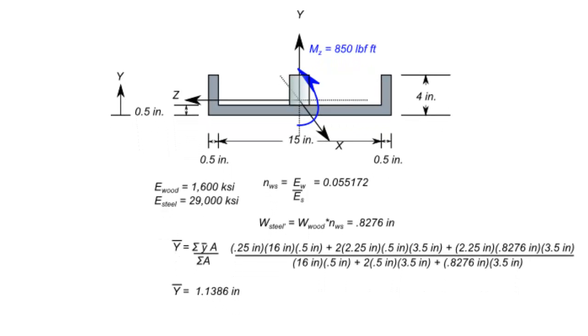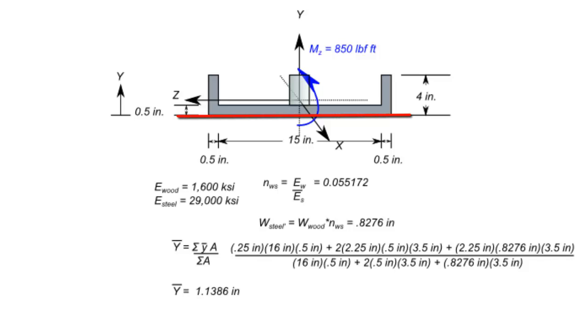In order to locate the neutral axis, we use the familiar equation of y bar equals the sum of y bar for each individual element times the area, divided by the sum of the area. And when we work through this equation, we figure out that the neutral axis is located 1.1386 inches above the bottom plane.